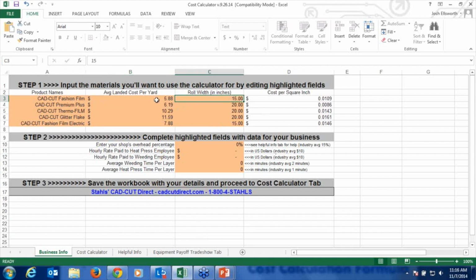And then ultimately, you need to make sure you specify the roll width so the cost calculator can work. So based on 5.88 at 15 inches wide, it's telling me I have a cost per square inch of 0.0109. So about a penny a square inch is what it's going to kick out into the calculator portion of this for the fashion film. I'm not going to go through that exercise for all of these materials. You have to trust me that I put in the average landed cost per yard based on the prices that we sell the products for.